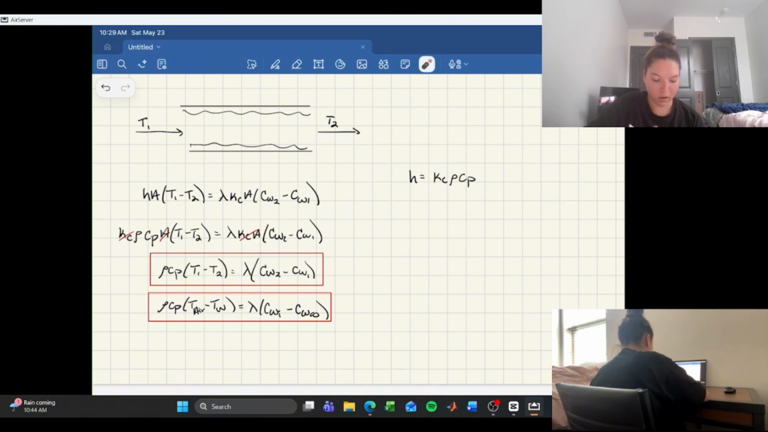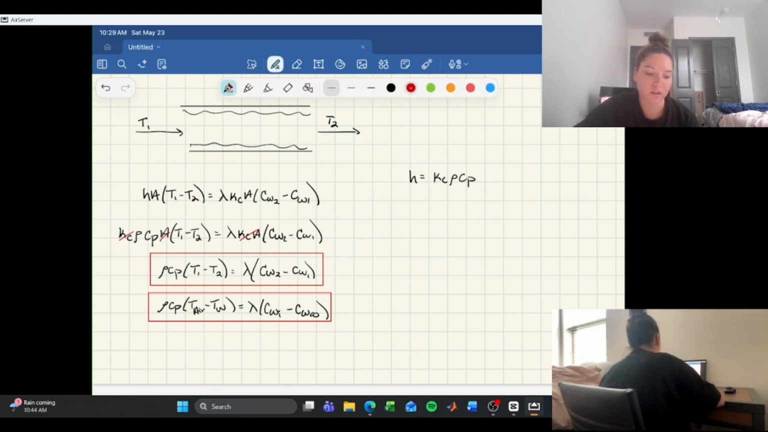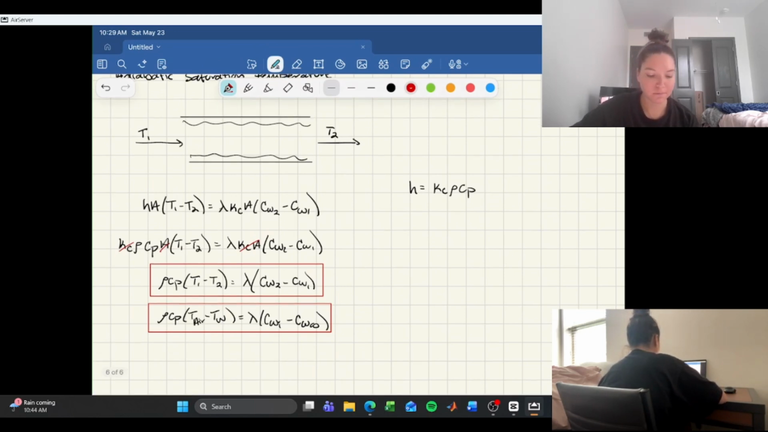And then in the first equation, it's going to be the temperature of the air minus the temperature of the water because it's not an adiabatic saturation temperature. But that's how you can use the Lewis relationship to solve for heat and mass transfer problems.